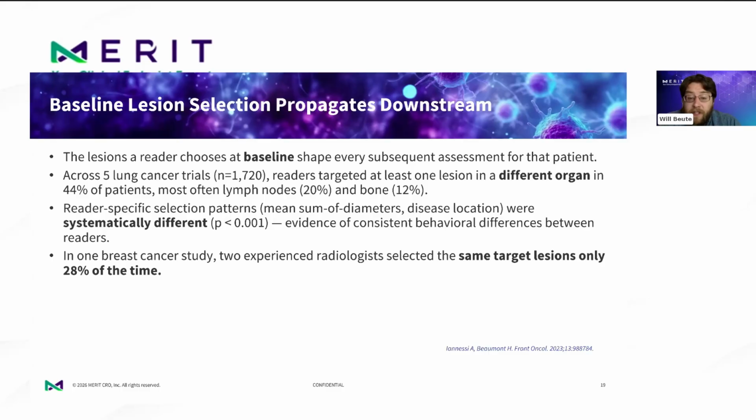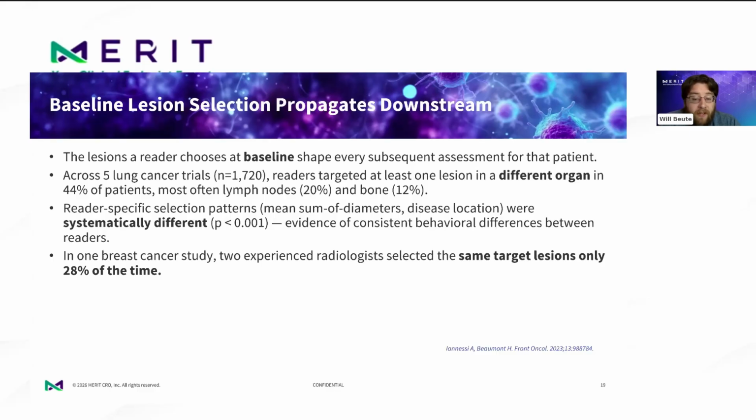And the data bear this out across 5 lung cancer trials with more than 1,700 patients. Readers targeted at least one lesion in a different organ in 44% of patients, most often in the lymph nodes at 20% and in bone at 12%. And these weren't random differences. Reader-specific selection patterns, things like the mean sum of the diameters they choose and where in the body they focused, were systematically different with high statistical significance. That finding points to consistent behavioral differences between readers, almost like a reading style.